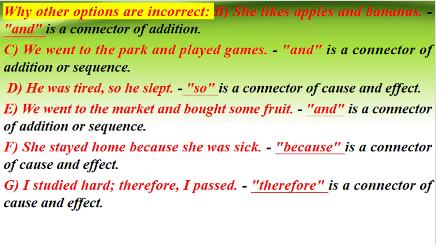B. She likes apples and bananas. And is a connector of addition. C. We went to the park and played games. And is a connector of addition or sequence. D. He was tired, so he slept. So is a connector of cause and effect. E. We went to the market and bought some fruit. And is a connector of addition or sequence. F. She stayed home because she was sick. Because is a connector of cause and effect. G. I studied hard, therefore I passed. Therefore is a connector of cause and effect.